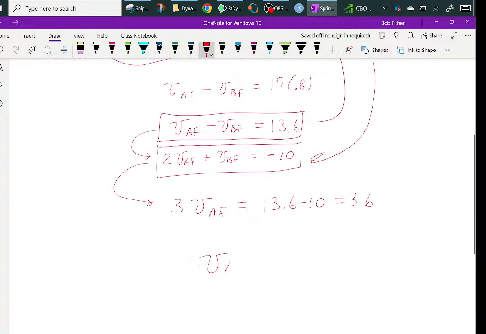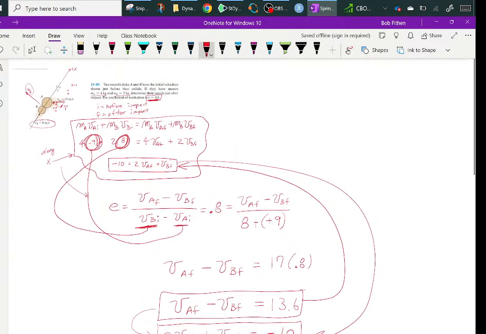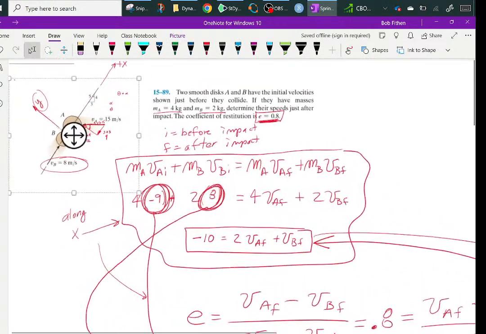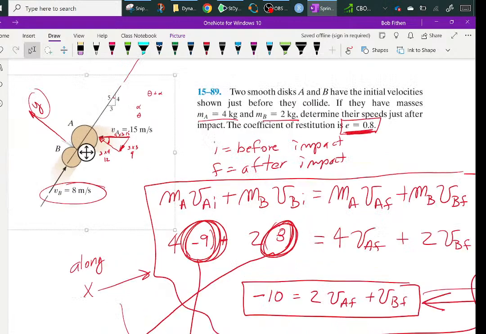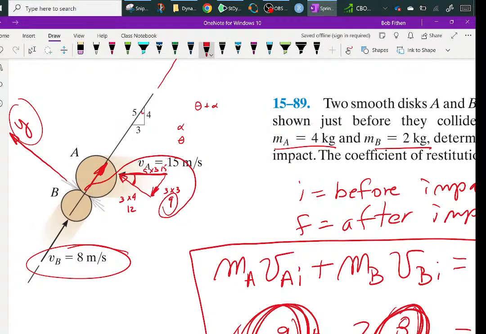I think I could divide that. 1.2. Okay, so VA final. It's saying it turns right, so it comes in here at 9. It turns around and goes back this direction at 1.2 after the impact.